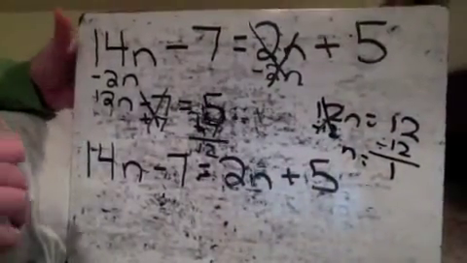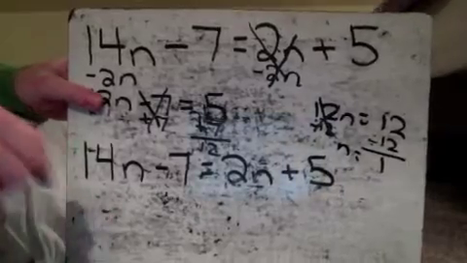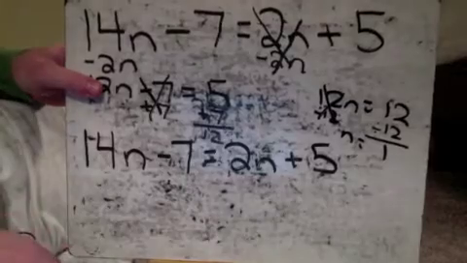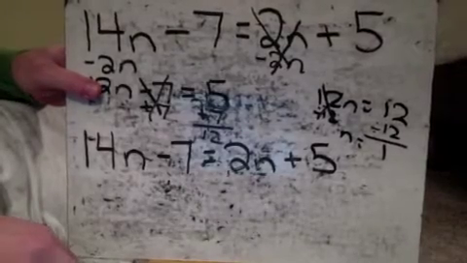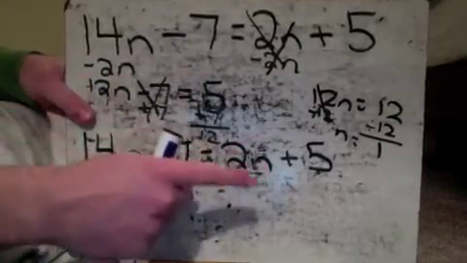Okay. Now, I want to show you how to do it the other way, just so you know that it's really hard to mess up if you do the same thing to both sides. It's tough to mess up. So let's start by moving all the n's to that side.